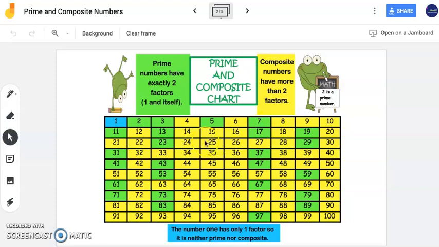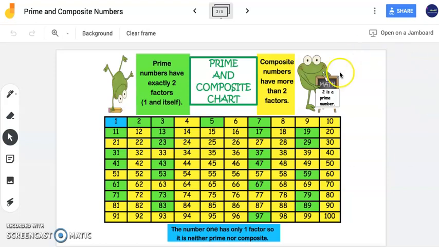Now let's take a look at the number 24. Right away, 1 times 24 is a multiplication fact that creates the number 24. But I know it's an even number, so right away 2 happens to be a factor, and 2 times 12 is 24. But I also know that 3 times 8 is 24, and 4 times 6 is 24. So clearly 24 has many, many factors, which is why we classify the number 24 as a composite number.